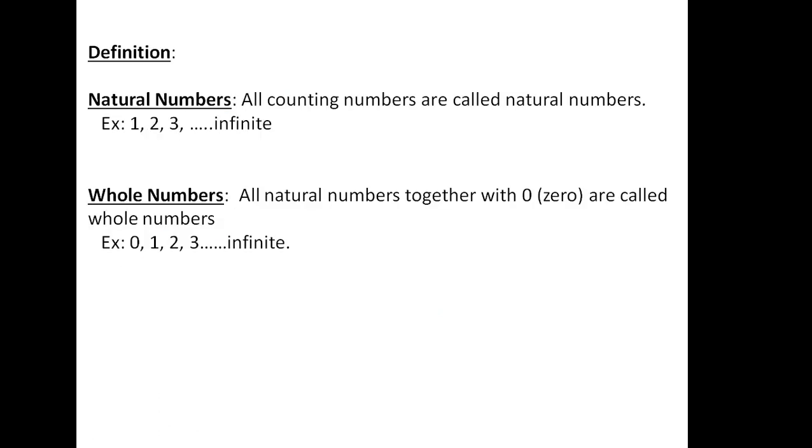Now, the first one we have to discuss is natural numbers. All counting numbers are called natural numbers. Example: 1, 2, 3 up to infinity. Now, the second one is whole numbers. All natural numbers together with 0 are called whole numbers. For example, 0, 1, 2, 3 up to infinity. The main difference between these two is that natural numbers start from 1 and whole numbers start from 0.